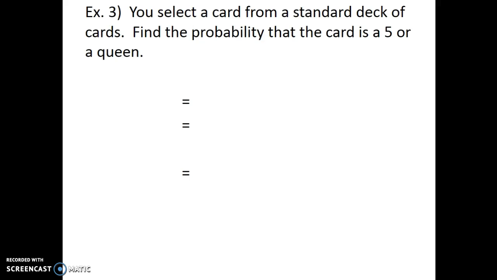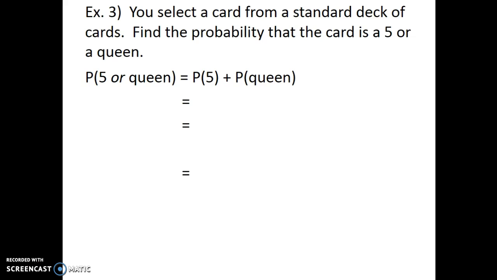So then, if I want to select a card from a deck of cards, I want the probability of finding a 5 or a queen. For OR probabilities, we're going to sum the individual probability events. So we're going to have the probability of a 5 plus the probability of a queen. We don't have anything to subtract because there's no 5 queens. Like there's no queen of 5s or anything like that.